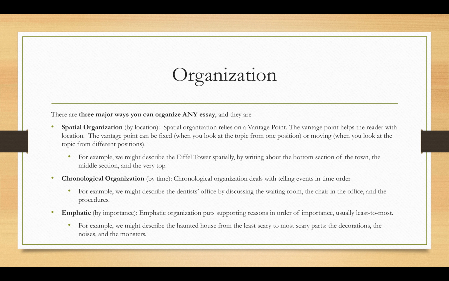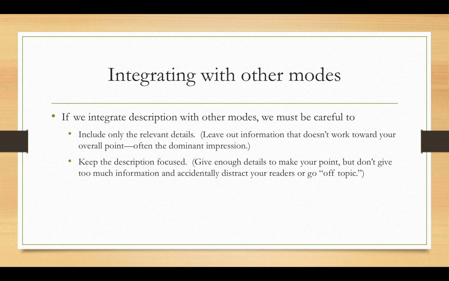An emphatic organization puts the reasons in order of importance. So something like a Poe story would do, where it talks about the Fall of the House of Usher, where we start at the beginning of talking about Usher, and then we go into the house and see what's going on, and we come back out at the end.